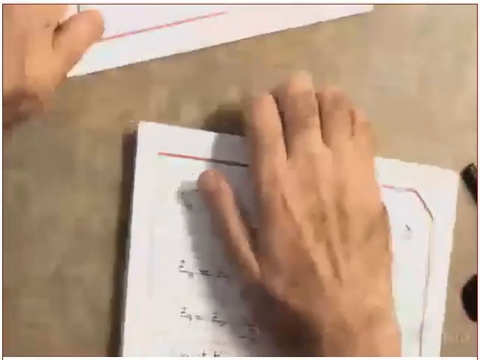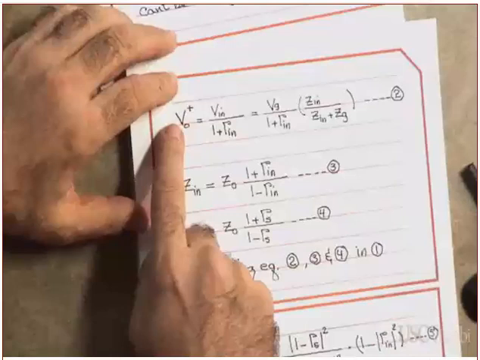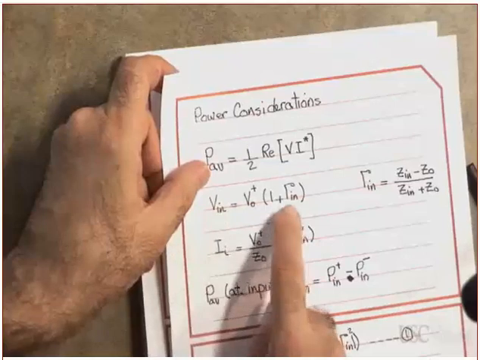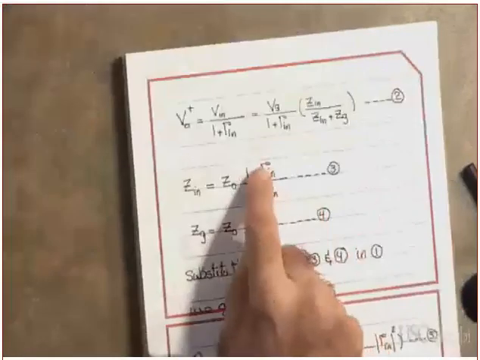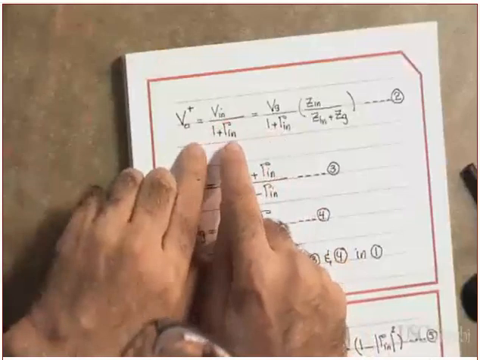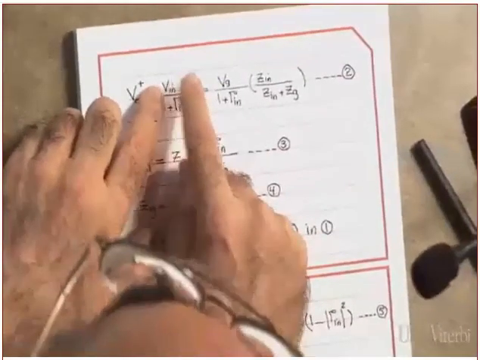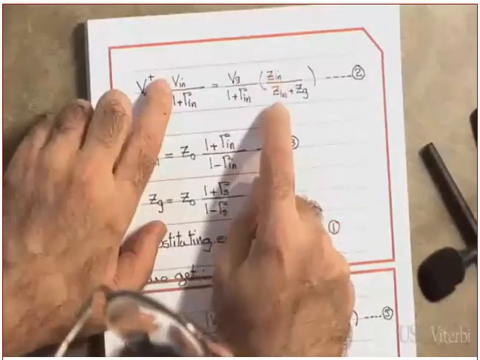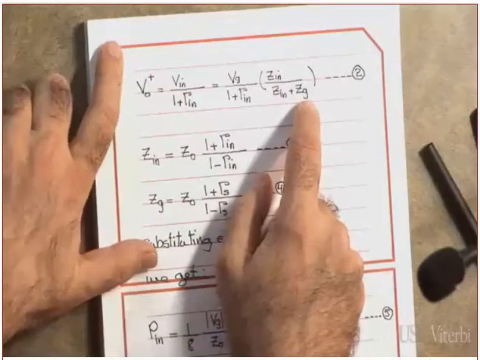So what do we do? Let's see if you can help me. What is V0 plus? This is what we saw in here. V0 plus is equal to Vn divided by what? 1 plus gamma n. Yes or no? So it's Vn over 1 plus gamma n. But what is Vn? It's Vg times Zn divided by what? Zn plus Zg.